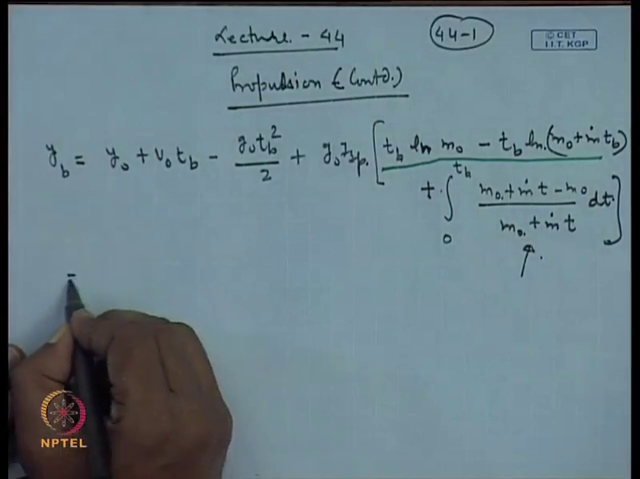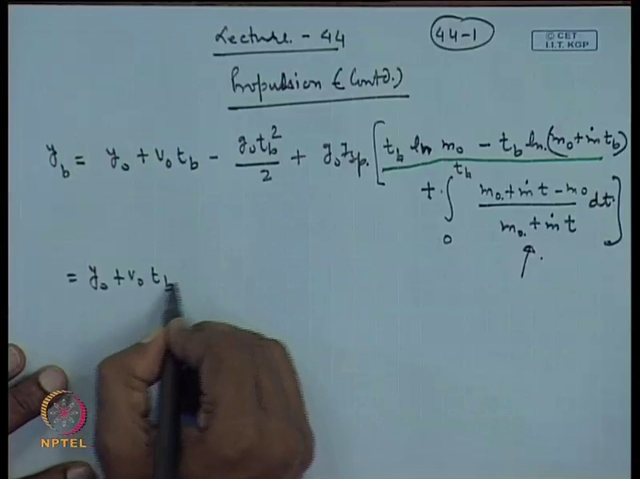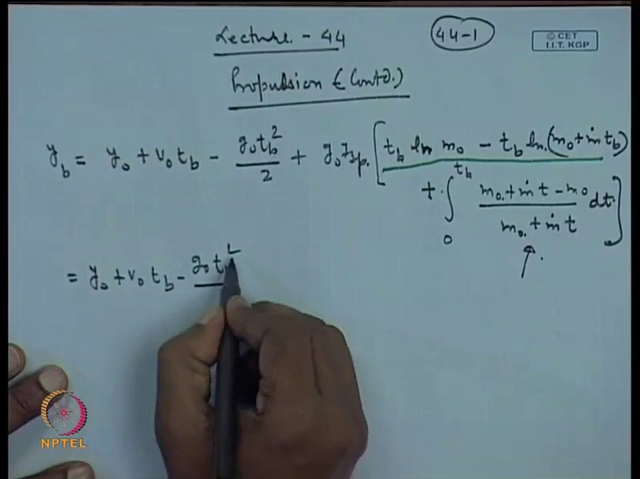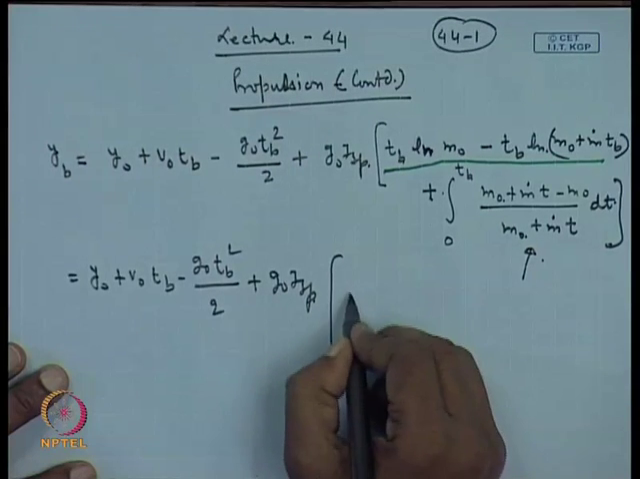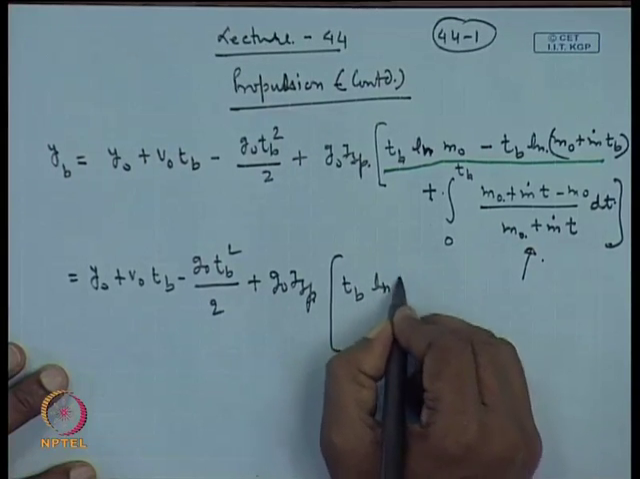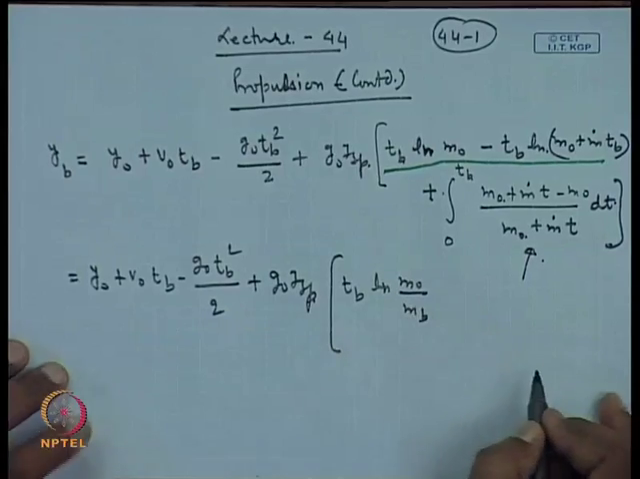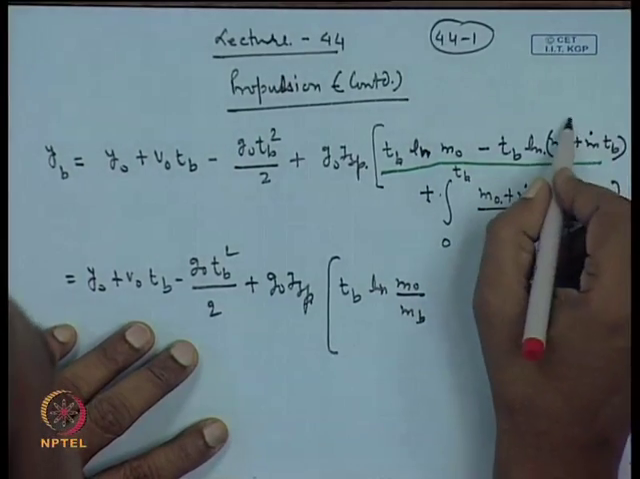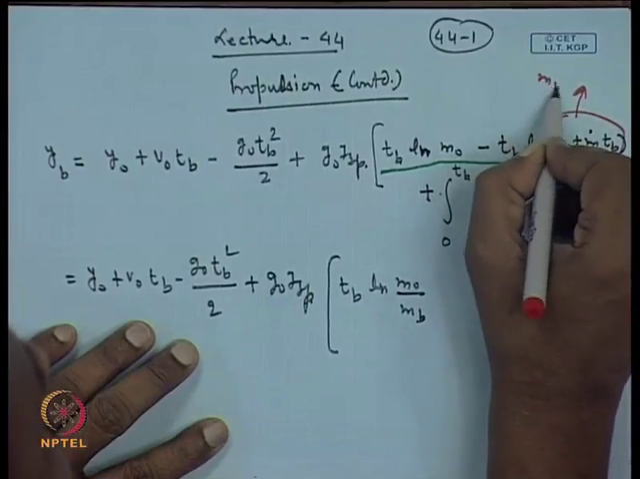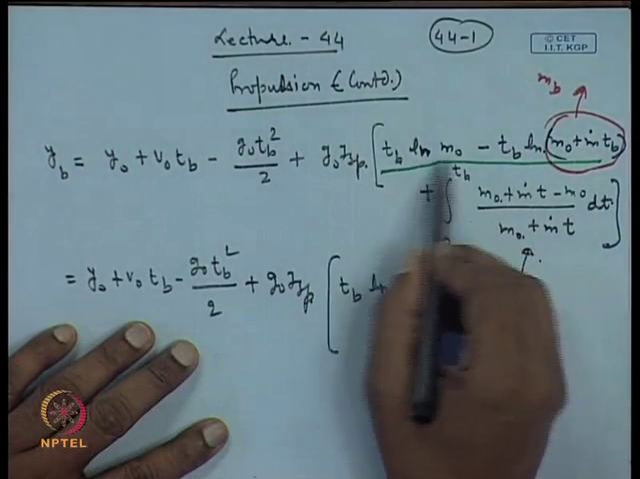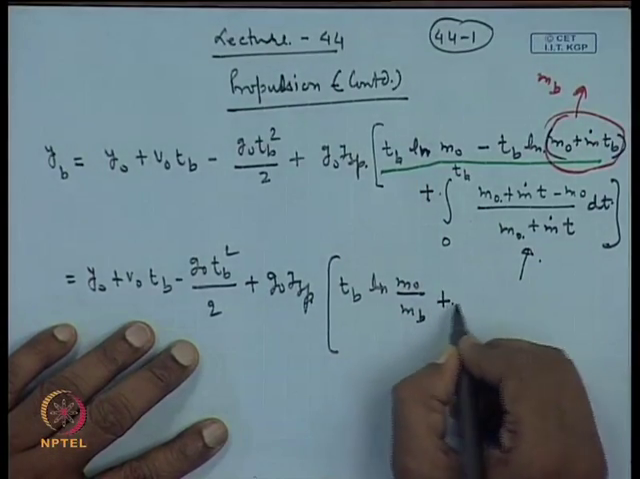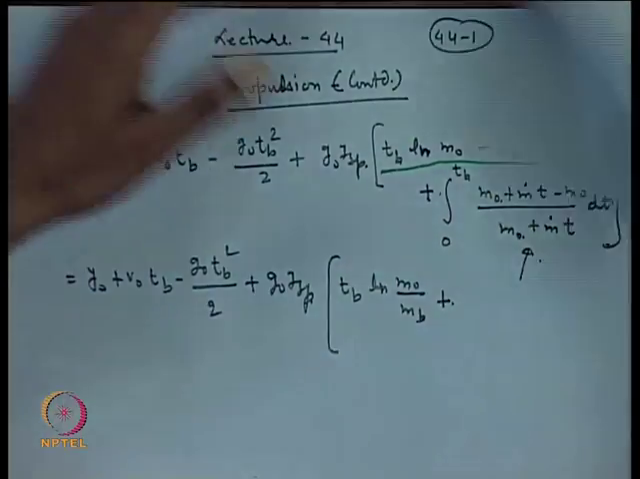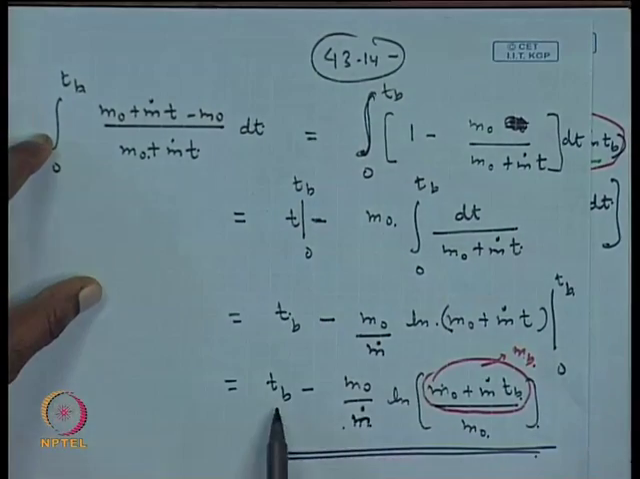Simplifying this term gives you y_0 plus v_0 T_b minus g_0 T_b squared divided by 2 plus g_0 I_sp, and this becomes T_b times ln m_0 by m_b. The quantity which is present here is nothing but m_b. So, these two terms together we can write as m_0 by m_b, and then this becomes plus, and if you remember, last time we derived this term to be T_b minus m_0 by m dot times ln and this quantity.